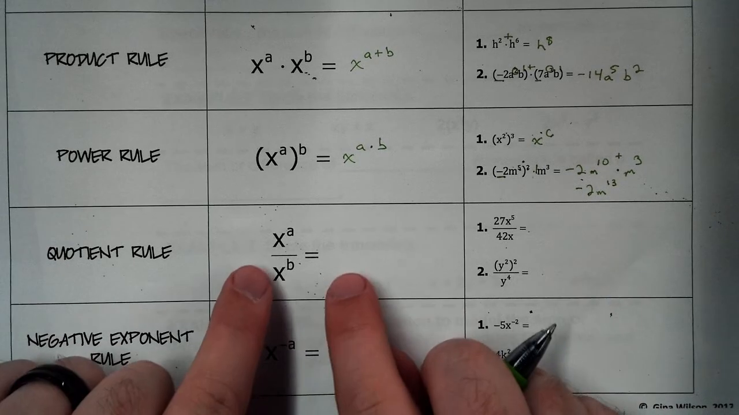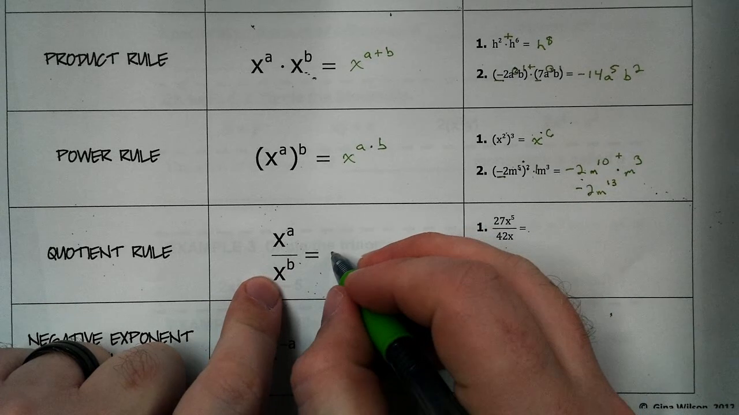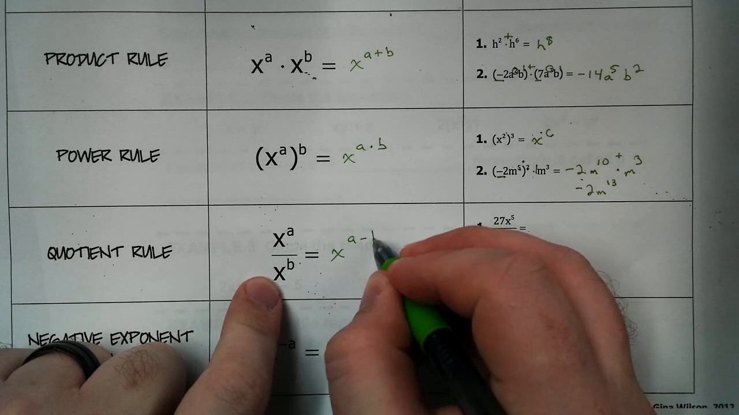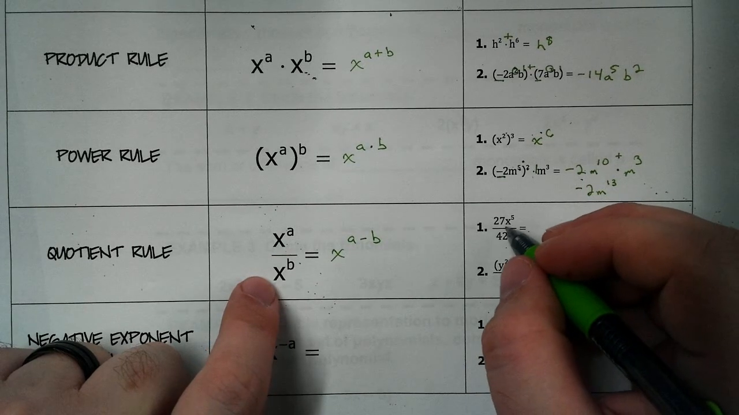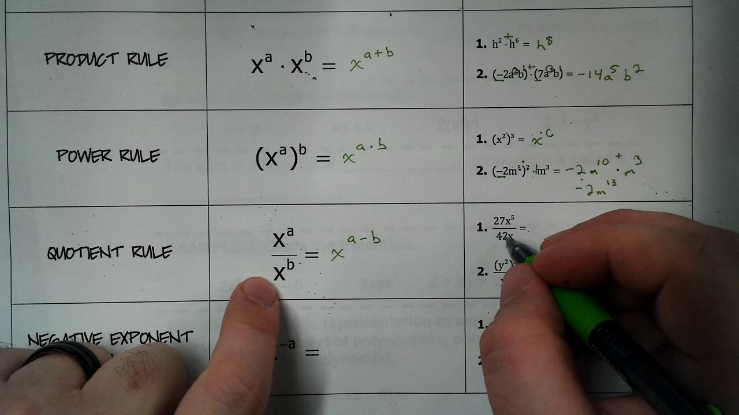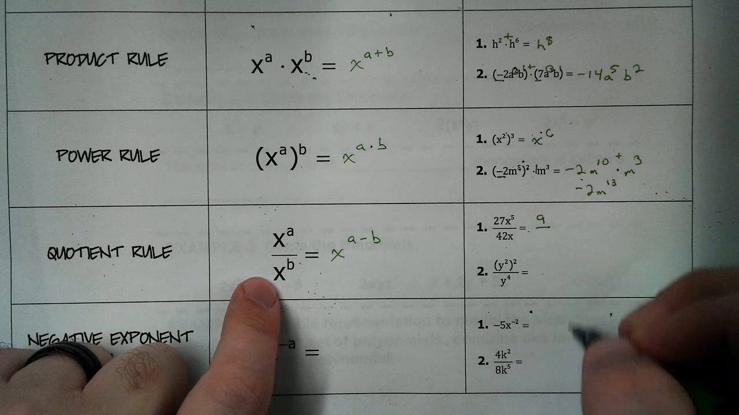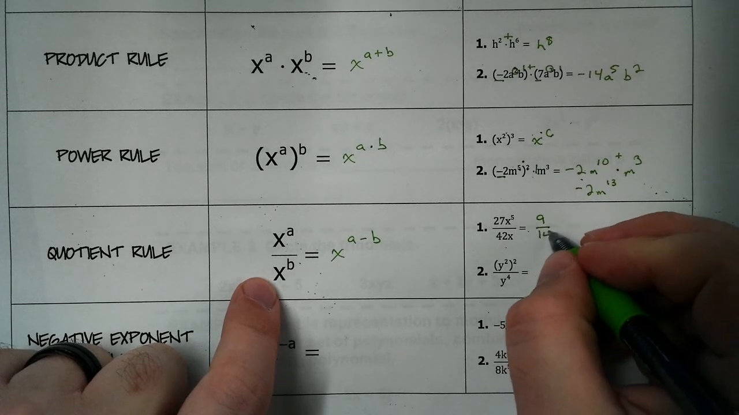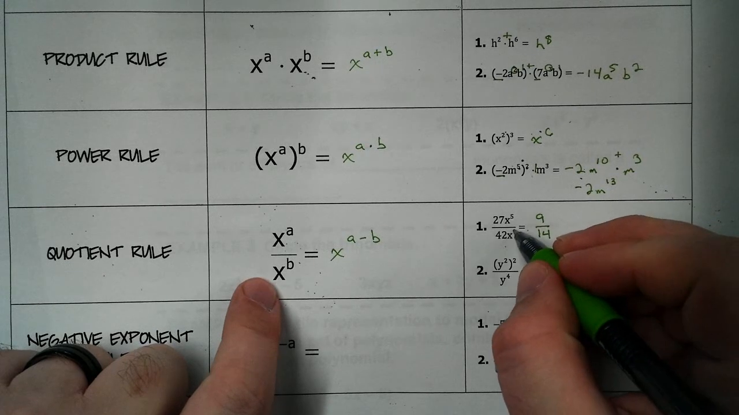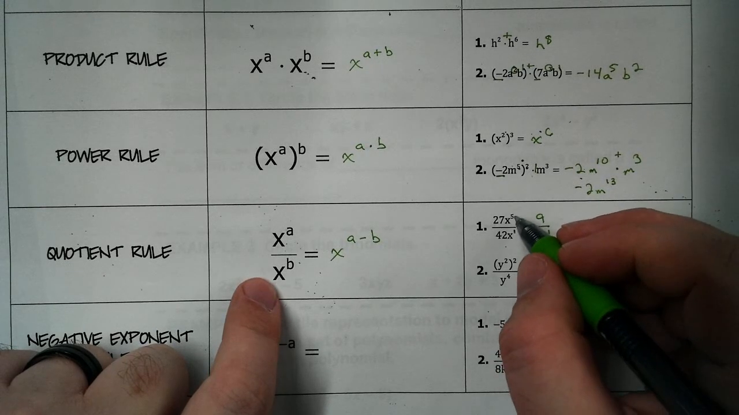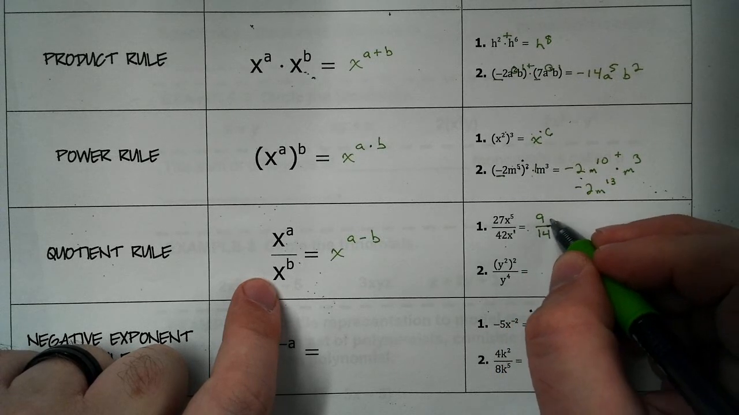Alright, next we have the quotient rule. When you're dividing, you've got the same base, you can subtract the exponents. So this would be the same as x to the a minus b. Now, if you have numbers, you always divide those first. What can we divide out of 27 and 42? Let's try 3. So that'd be 9 over 14. And now we've got x to the 5th minus x to the 1st, right? Because it's 5 minus 1. So that's going to be x to the 4th. It's positive, so it's going to go on the top.